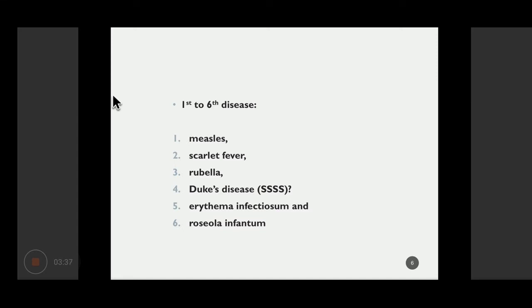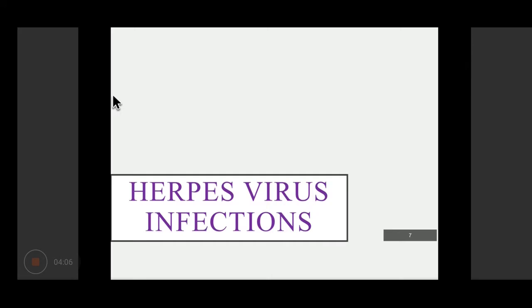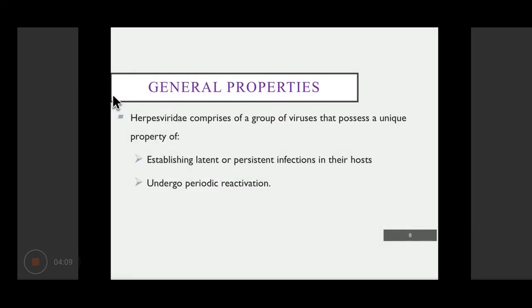It was thought to be caused by Staphylococcus, and hence it was known as Staphylococcal Scalded Skin Syndrome, SSSS, which is a toxin-mediated disease. Then the 5th and 6th diseases are erythema infectiosum and roseola infantum. So these terms, 1st, 2nd, 4th, 5th diseases are nothing but the number at which they occur in the list of diseases. Then coming to herpes virus infections. Herpes virus has been taught to you in STI, I think, mainly. So we'll be covering only the varicella zoster part of this group.